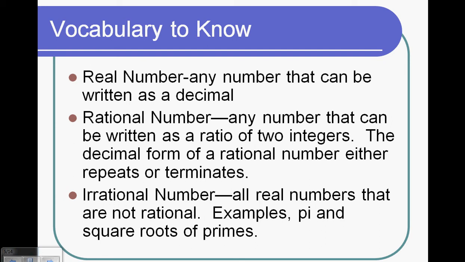An irrational number will be all real numbers that are not rational. In other words, they have a decimal form that does not end, and it does not repeat. Examples are pi and square root of prime numbers.